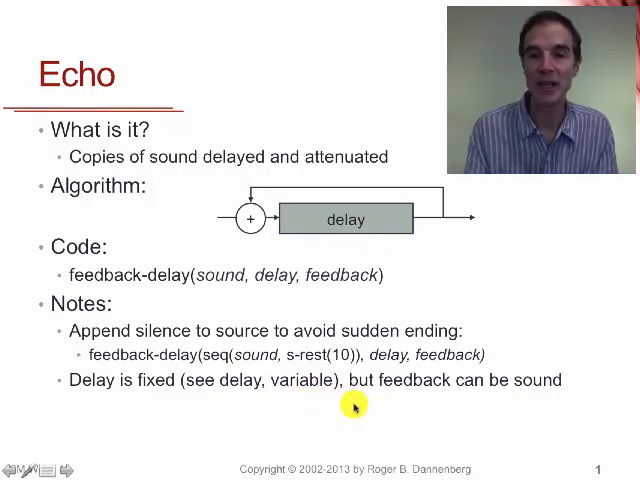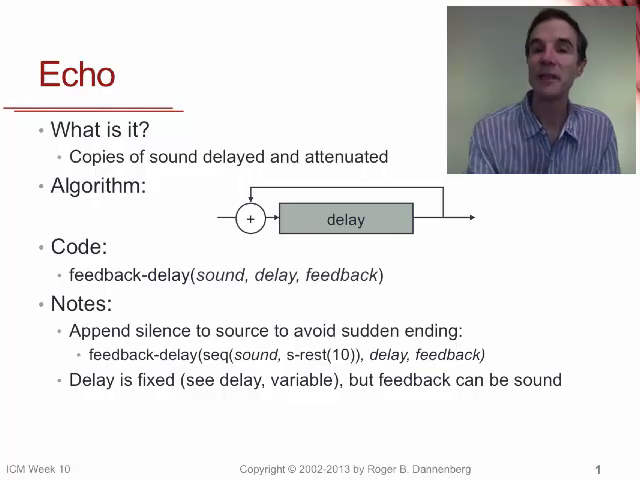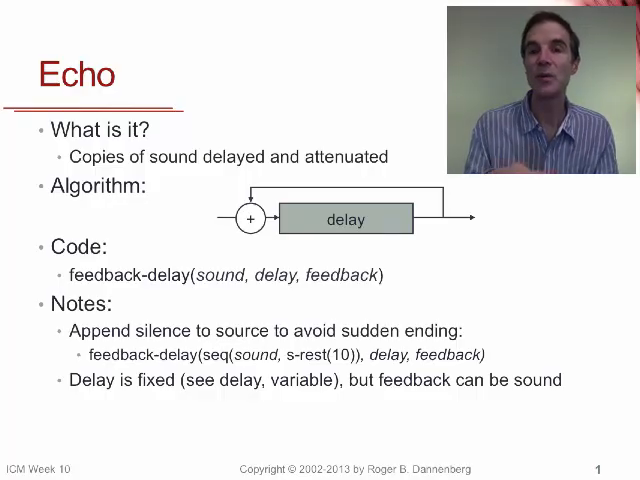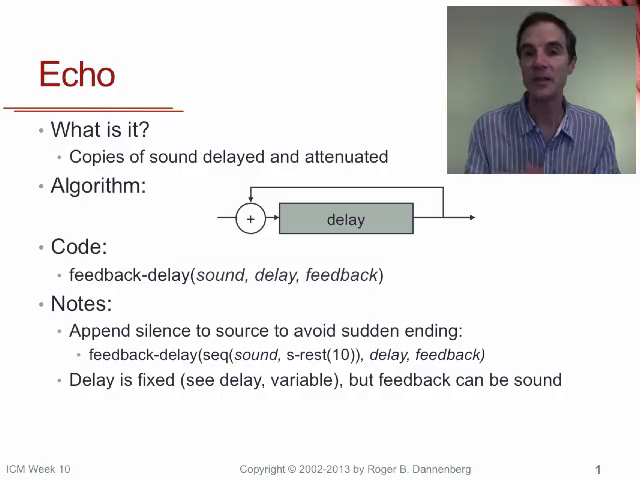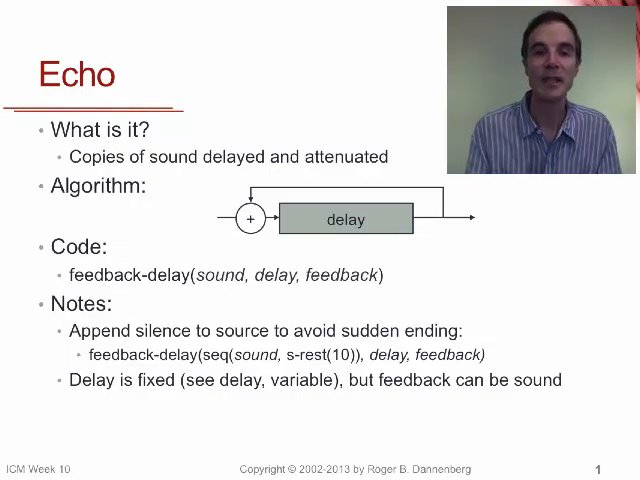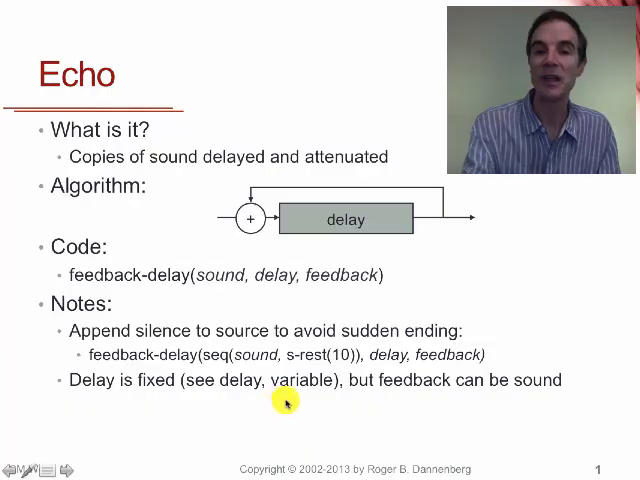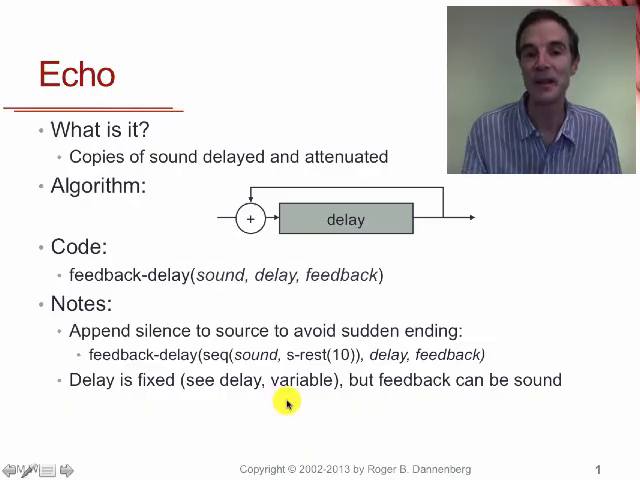Delay is a fixed amount because this buffer is a fixed delay, and changing the delay length there is a little bit complicated. But the feedback can be a sound, so that you can control and vary the rate at which the sound dies away, or in some sense you can control the intensity of the echoes with a control signal. If you're interested in variable delays, look up variable delay in the index of the Nyquist manual.